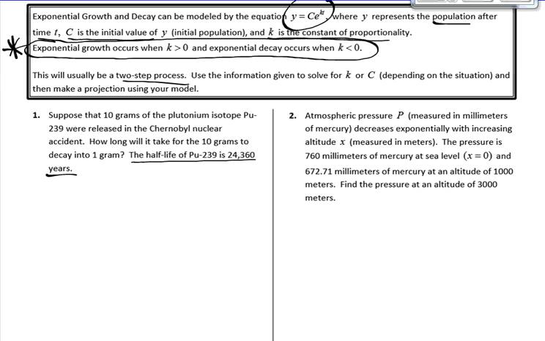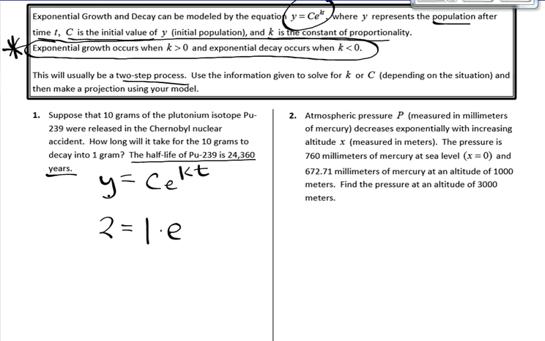So that means if I start off with 10 grams, it takes 24,360 years to get down to 5 grams. Okay. The way that I typically will use half-life is, if I have y equals Ce^(kt), the y is my ending population. So if I do half-life, I like to keep my numbers simple, I'll end with 2. So that means that my starting population would have to be 1. All right.